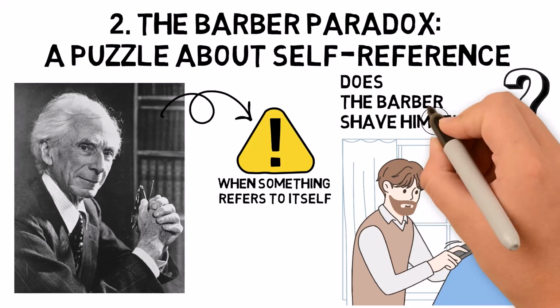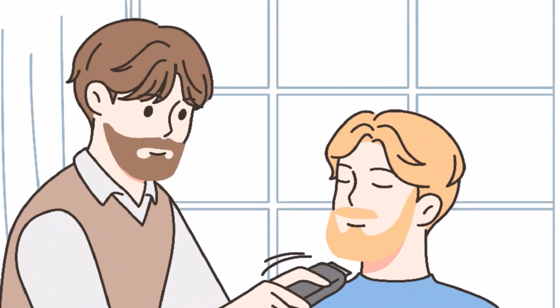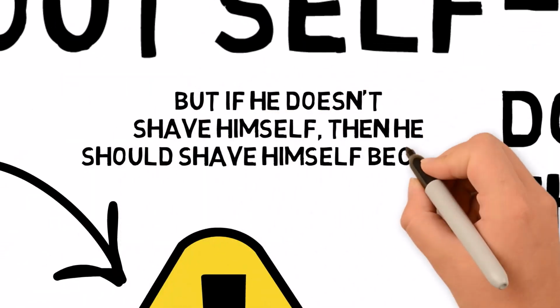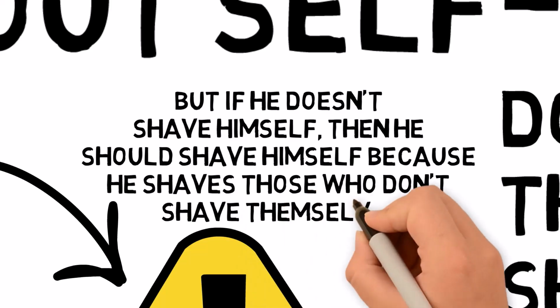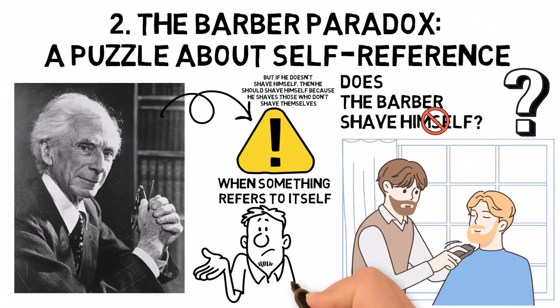If the barber shaves himself, then he shouldn't, according to the rule that he only shaves those who don't shave themselves. But if he doesn't shave himself, then he should shave himself because he shaves those who don't shave themselves. This creates a contradiction, making it impossible to decide whether the barber shaves himself or not.